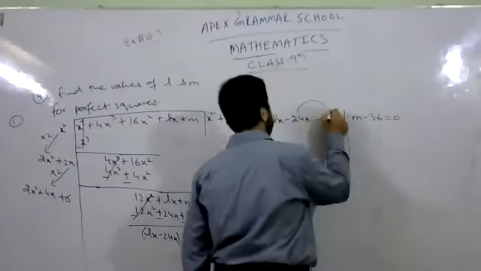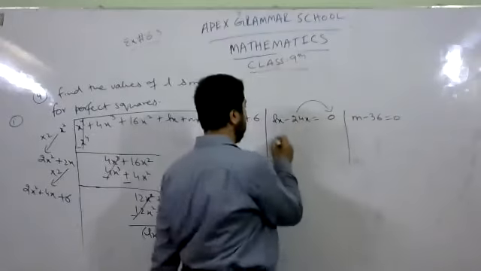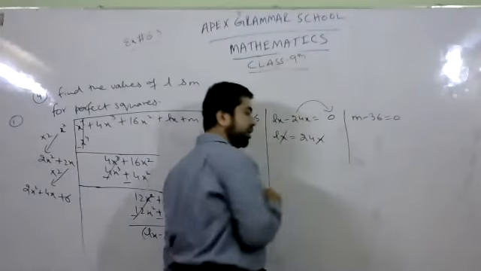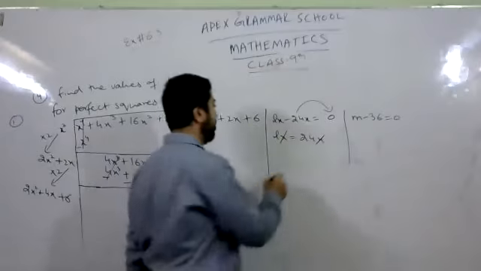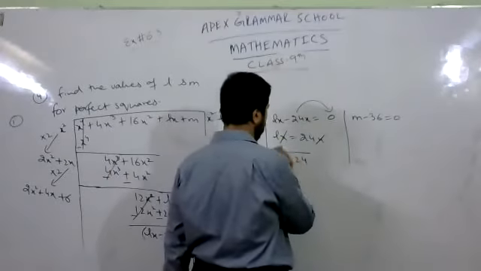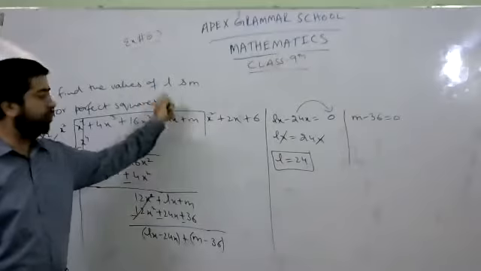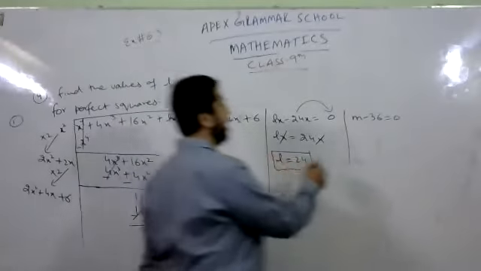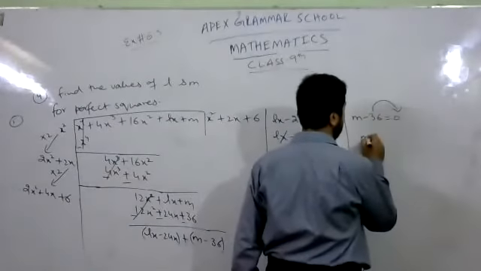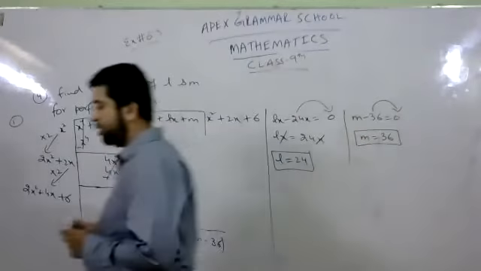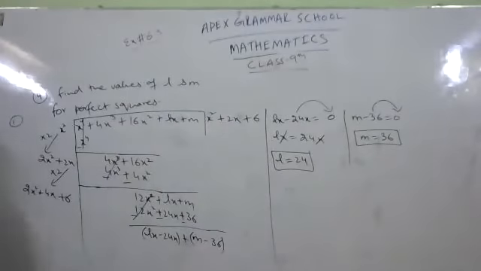So minus 24x will go to the other side. That means Lx is equal to 24x. This x will cancel with this x. So we are left with the value of L, that is 24. So you are done with the value of L. Now to find the value of M, minus 36 will be positive here. And that's it. This was your first part.